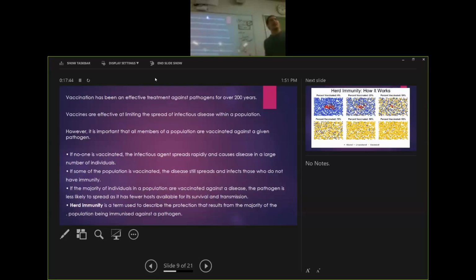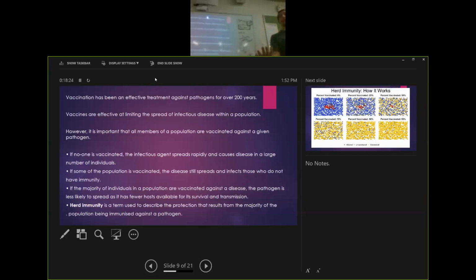However, it's not always feasible for everyone in a population to be vaccinated because some people might have compromised immunity, so they may have a sickness themselves. It might not just be financially viable. There are a range of reasons why everyone in a population can't be vaccinated. However, if the majority of individuals are vaccinated, it's a lot less likely to spread. And this is what we call herd immunity, where if a certain percentage of a population are vaccinated, you can almost completely stop the spread of the disease.